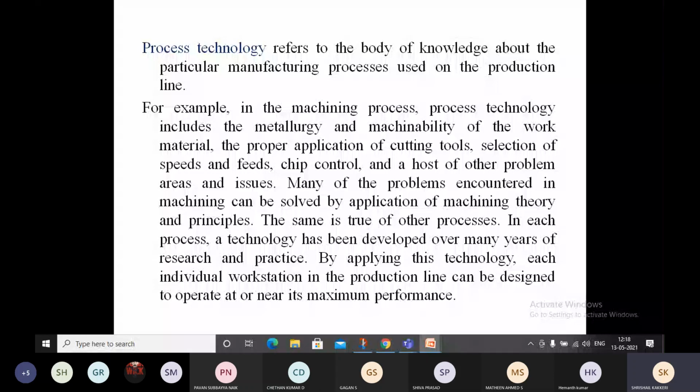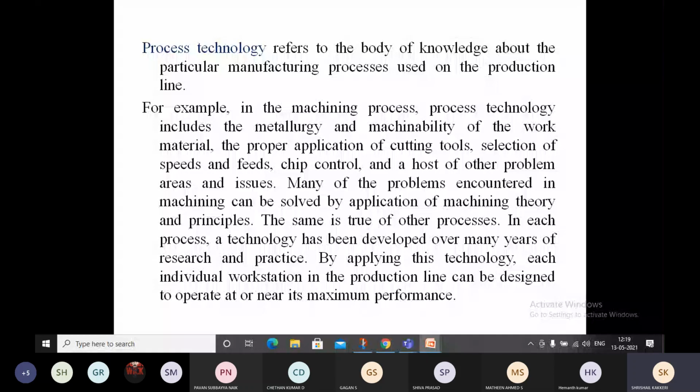Speed, feed, and depth of cut: how we can optimize them in order to increase tool life and machine life, and maximize the efficiency of the system. All these will be possible once you have a basic idea about the metallurgy and machinability. Okay, this is one example.